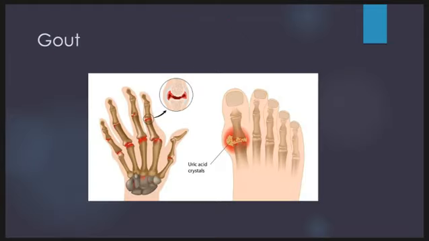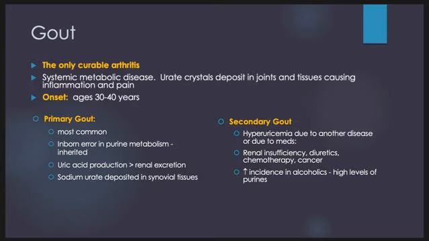Now, we will be reviewing gout as well. This is another form of arthritis. It is considered to be a systemic metabolic disease in which uric crystals deposit into the joints and cause a lot of inflammation and severe pain. So gout is the only curable arthritis, and this is because of an increased amount of uric acid in the body. Thus, limiting it in the body can reverse its symptoms.